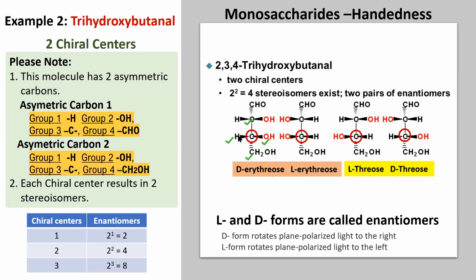Group 1 is H. Group 2 is OH, which is on the other side. Group 3 is C. So this C is attached to a C. We're just looking at the C with all of that jazz. That's different. So this doesn't look the same as H. This doesn't look the same as OH. Okay. And this is also attached to a CH2OH, which means that this carbon is attached to, I'm going to again go with different colors.